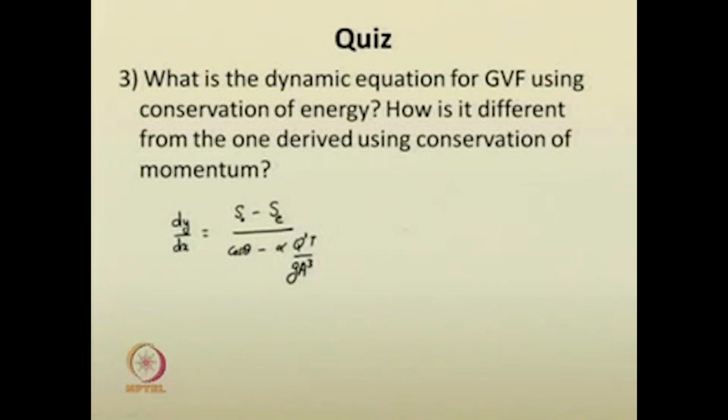So, you can see that this is quite different from the one developed using momentum principles, S0 minus S2 by cos theta minus beta m Q square T by g A cubed. There are similar terms, but there are some differences also. Here in the momentum equation you had used shear slope S2, whereas in the energy equation you have used the energy slope Se.